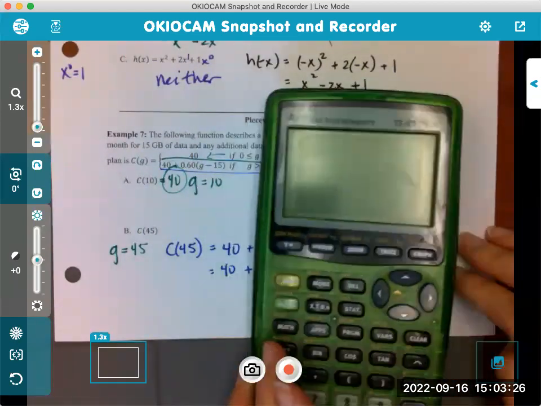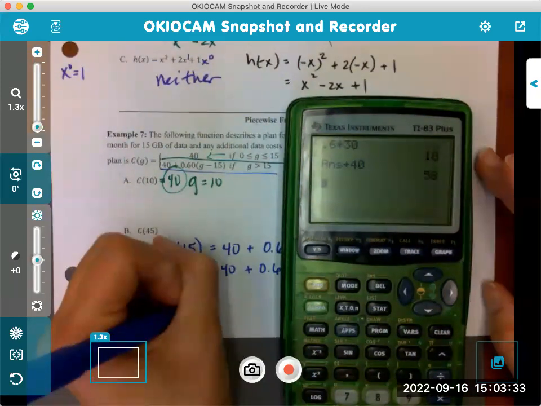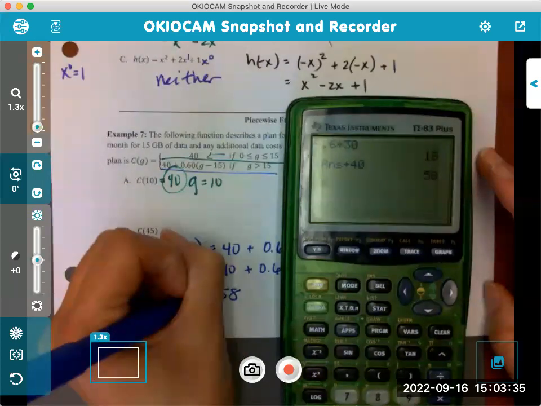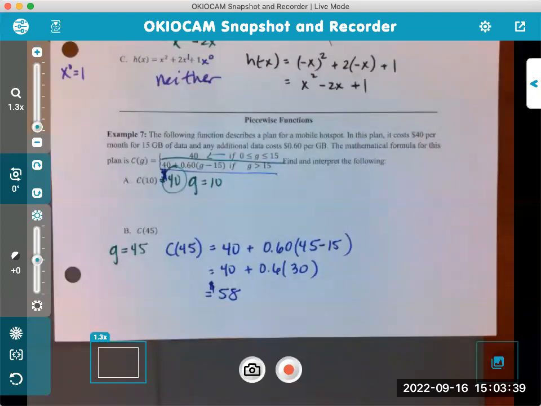So you can grab your handy dandy calculator. So 0.6 times 30 plus 40 is 58 bucks. So this month, let me do that little money sign, this month our bill is $58.